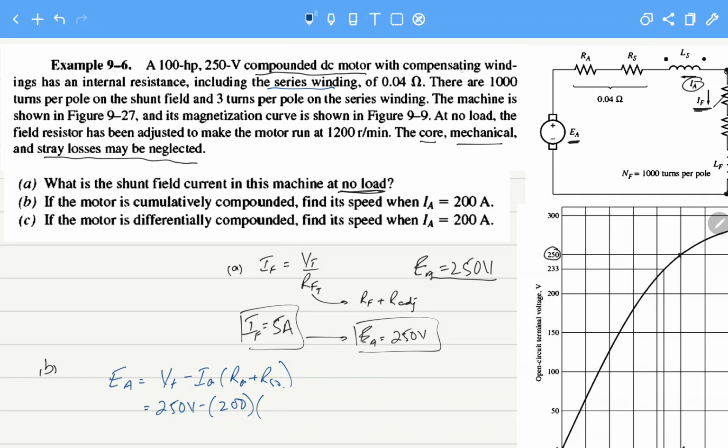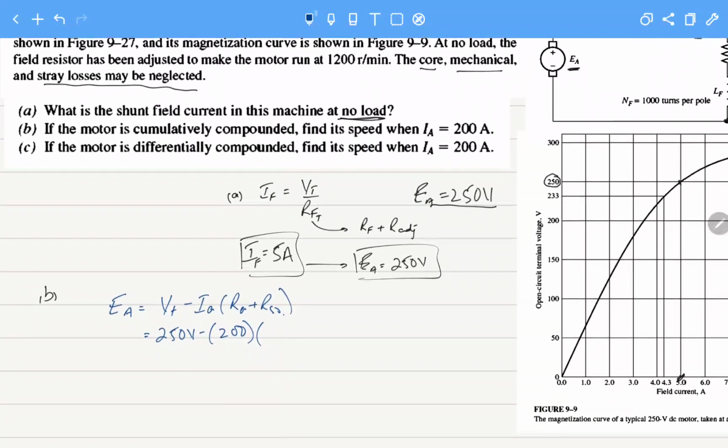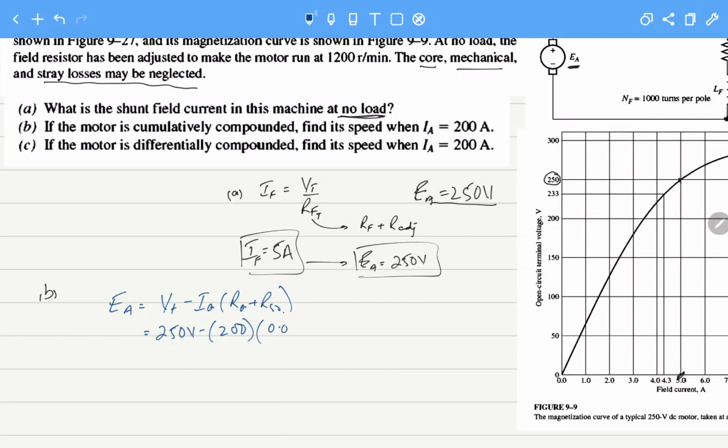A compounded DC motor with compensating winding and internal resistance, including the series winding, of 0.04 ohms. So the total resistance related to the armature and series is 0.04 ohms, and this will correspond to 242 volts. So now at 242 volts we are required to find out the speed N.